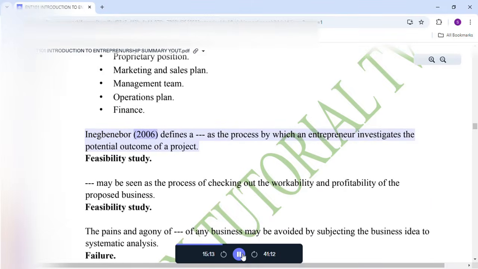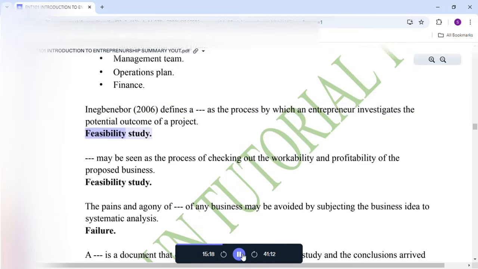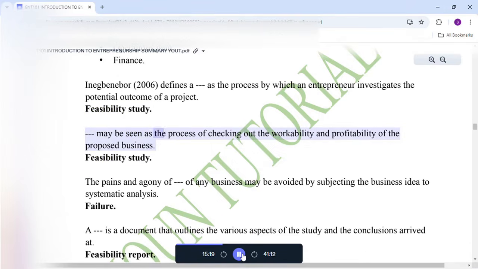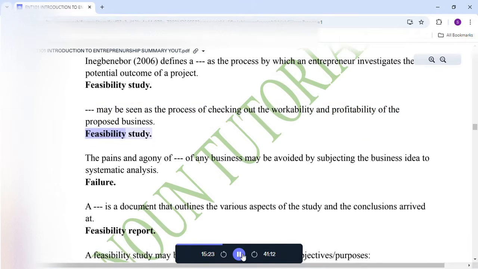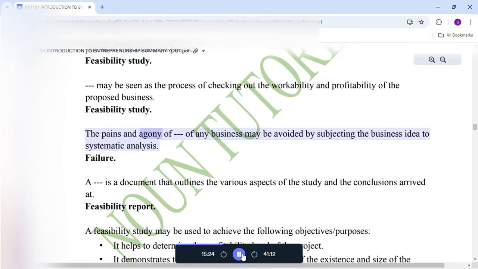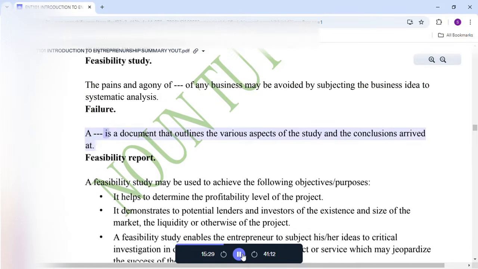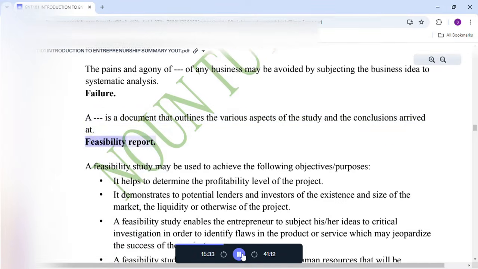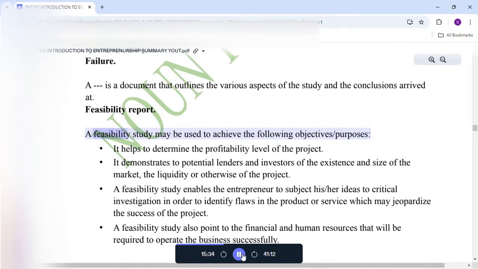ENT101, 2006, defines a feasibility study as the process by which an entrepreneur investigates the potential outcome of a project. Feasibility study may be seen as the process of checking out the workability and profitability of the proposed business. The pains and agony of failure of any business may be avoided by subjecting the business idea to systematic analysis. A feasibility report is a document that outlines the various aspects of the study and the conclusions arrived at. A feasibility study may be used to achieve the following objectives/purposes.